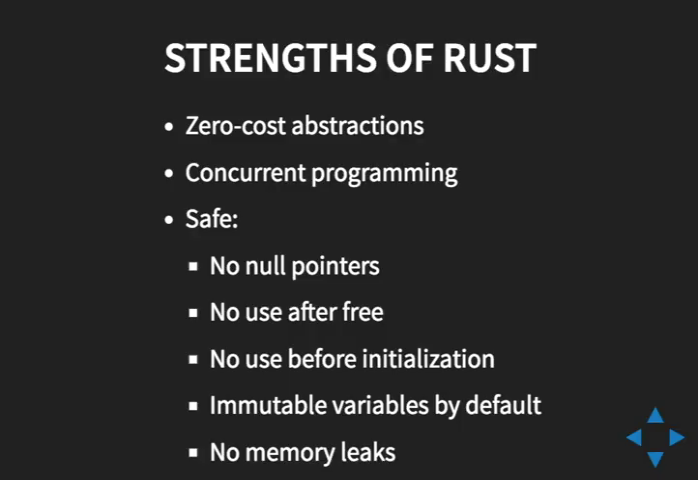Also, Rust is very safe, assuming that you only use the safe part of the language, because there's also an unsafe part. So in the safe part, there's no null pointers, and you cannot use a variable after it was freed or before it was initialized. And also, the variables are immutable by default, which is a good thing because mutation can be a source of bugs. And also, since the compiler is able to infer where to free the memory, there's no memory leaks. Well, all of that is assuming that you only use the safe part of the language.